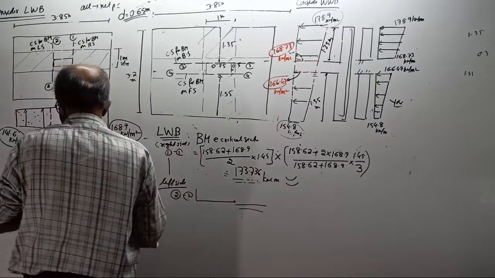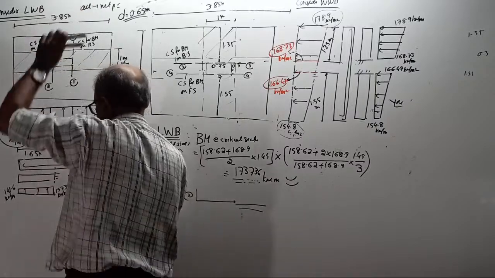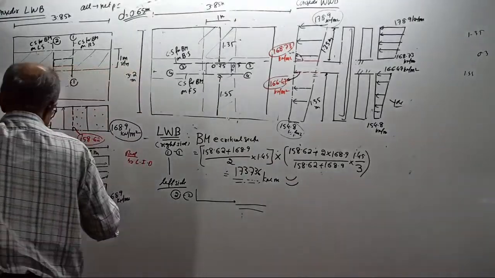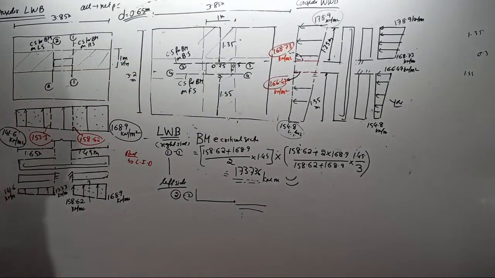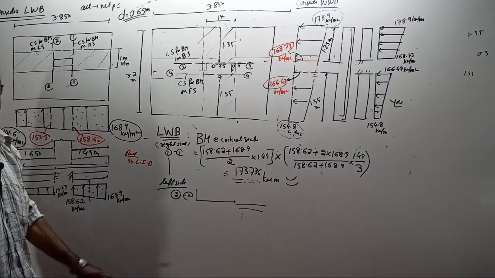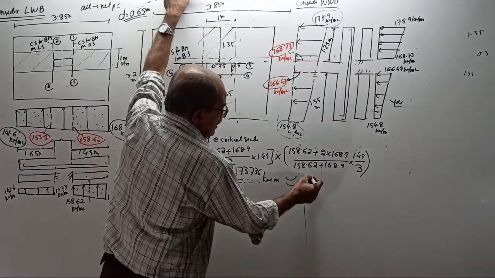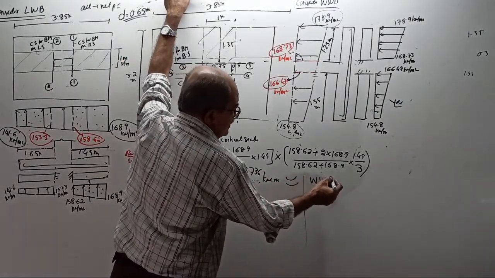I will tell you here. Bending moment here. I should stand here now. Where? Here. 153.3 plus 141.6 divided by 2 into 1.65 into bracket 153.3 plus twice of 141.6 divided by 153.3 plus 141.6 into 1.65 by 3. Calculate. Once you finish, go for widthwise bending.